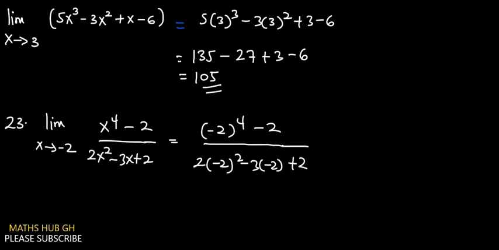Let's focus on the numerator. You're going to have minus 2 to the power 4, which will give us a value of 16. So you're going to have 16 minus 2 for the numerator, and then for the denominator you have 2 multiplying minus 2 squared, minus 3 multiplying minus 2, plus 2. This will give us a value of 16. So at the end we are going to have 14 over 16, which will be equal to 7 over 8. So that will be our answer. Let's look at the next question.